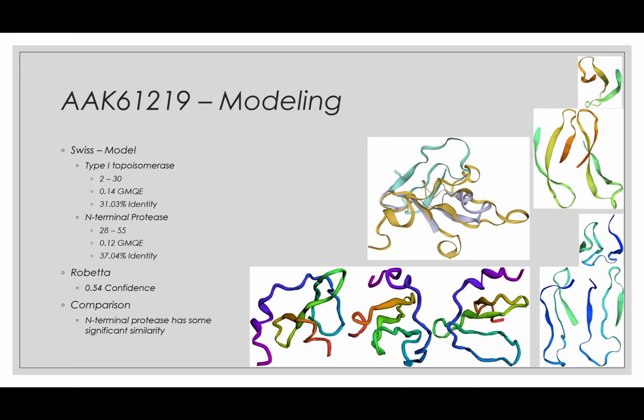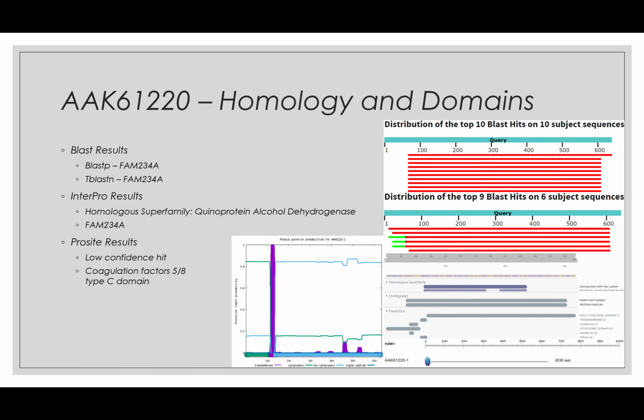Modeling, you can see two different models here on the right. And the Robetta did give a 0.54 confidence model. But when doing the comparison, the Robetta did have some similarity with the N-terminal protease model, which is the one on the top, but the type 1 topoisomerase model did not have any sort of similarity.